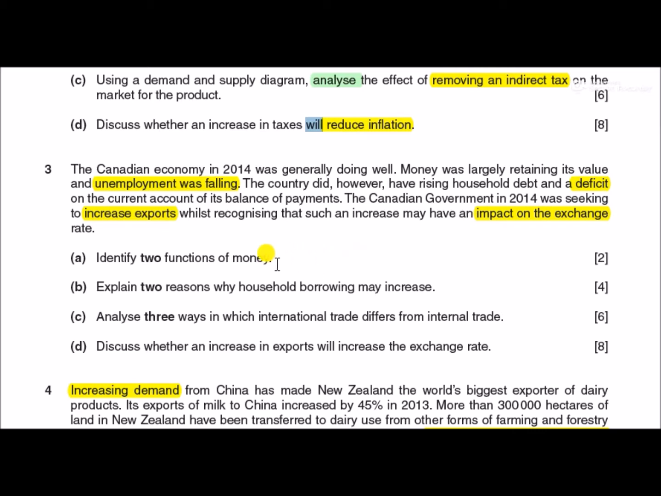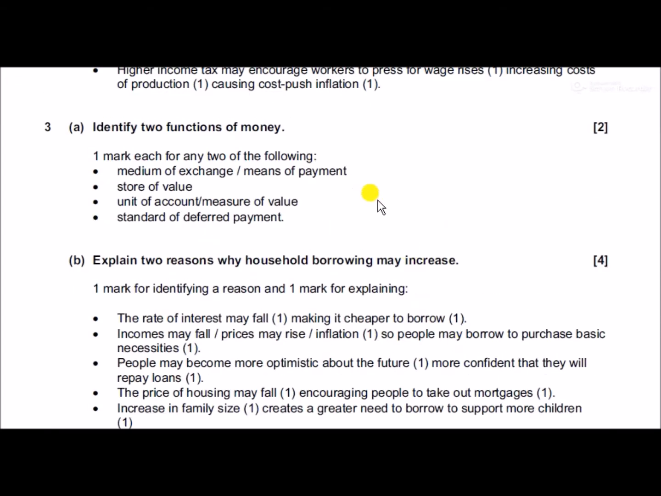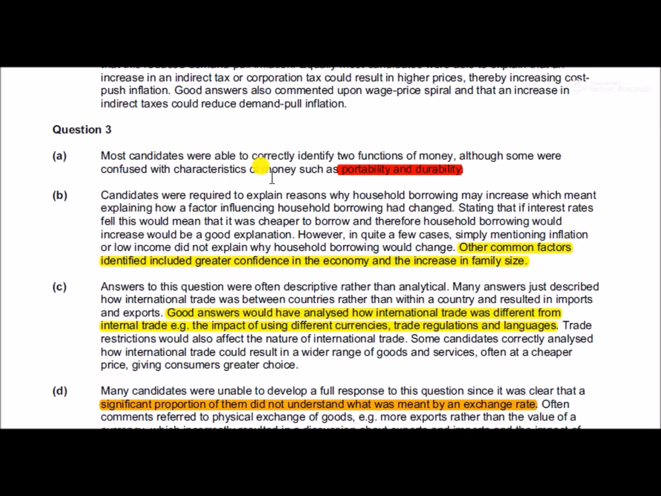Quick look at the questions. We've got money, household borrowing, international trade and exchange rates. So that'll give you a flavour of what they're looking for. Two functions of money. Do you know those? Medium of exchange, store of value, unit of account, standard of deferred payment. Bullet point, not much writing needed for that. Most candidates were able to correctly identify two functions of money, although some were confused with characteristics of money. So do not say durable and portable.